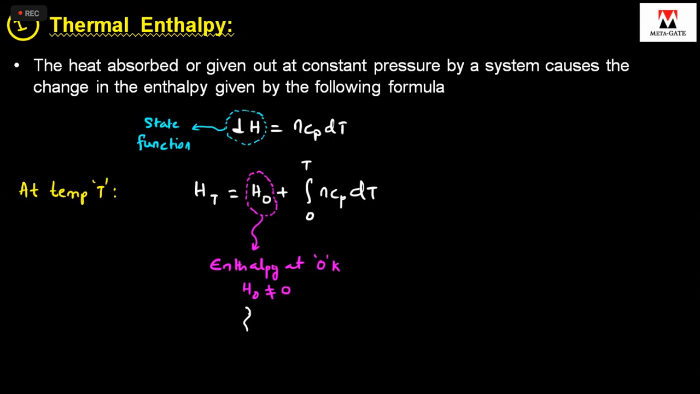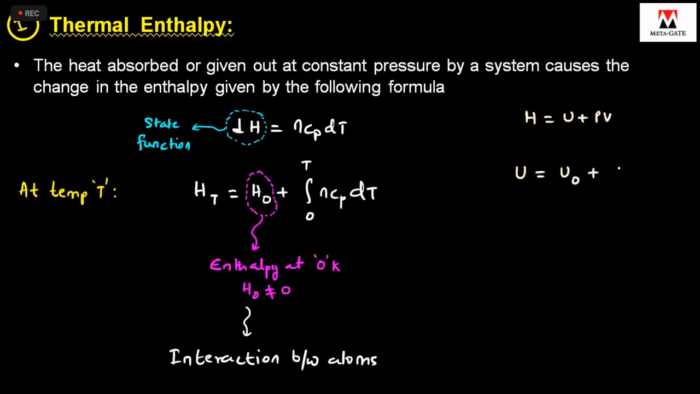If at all there is interaction, then H naught will be non-zero. If there is no interaction, then you can say H naught is 0 at 0 Kelvin. But it is not compulsorily 0. It can be 0, it cannot be 0, but it is not compulsorily 0. So H is equal to U plus PV, and we say U is U naught plus the integral from 0 to T of N Cv dT.